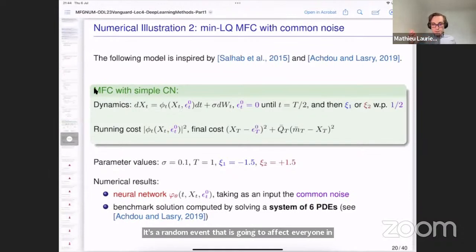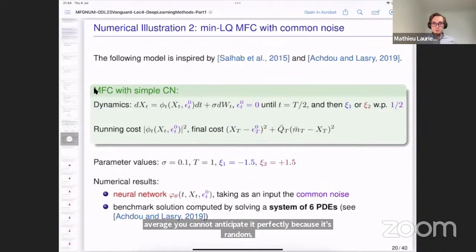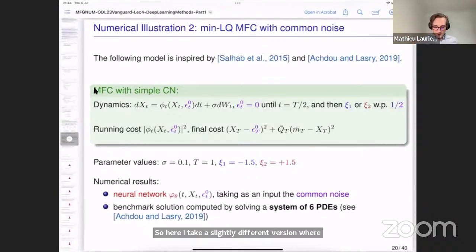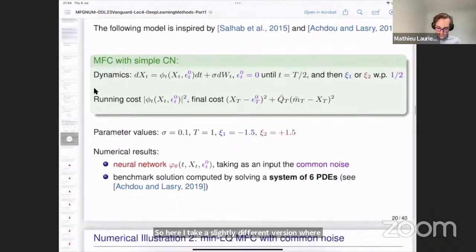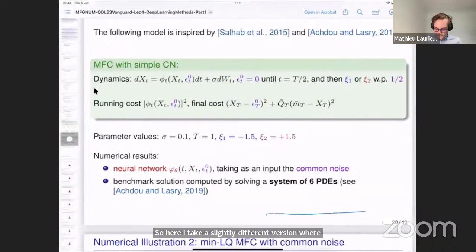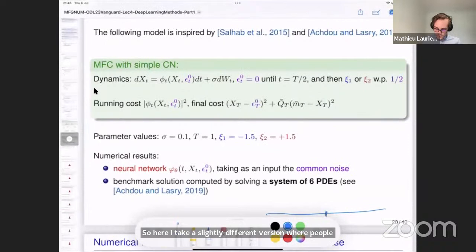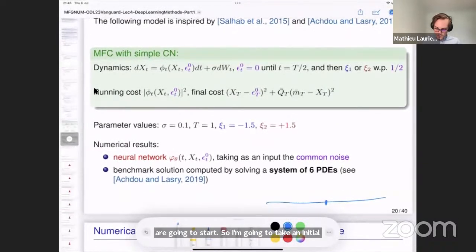And people try to anticipate that on average. You cannot anticipate it perfectly because it's random. So here I take a slightly different version where people are going to start. So I'm going to take an initial position here. I'm going to take an initial distribution centered around this point. And then there are two targets here and here.